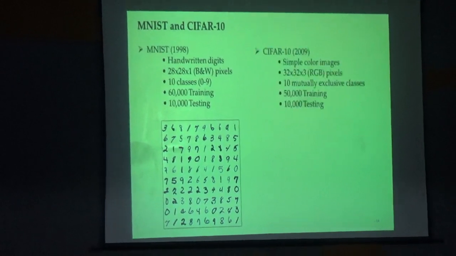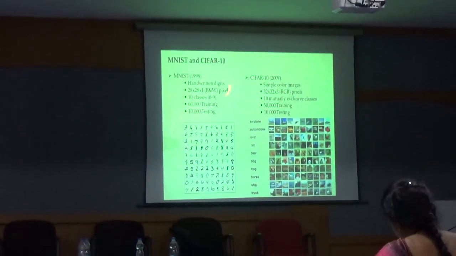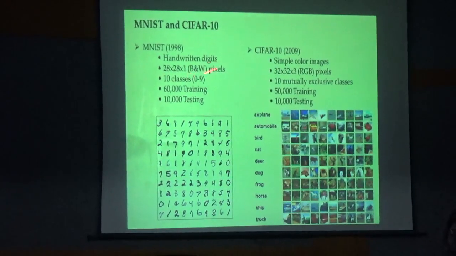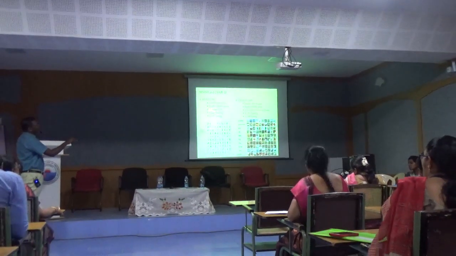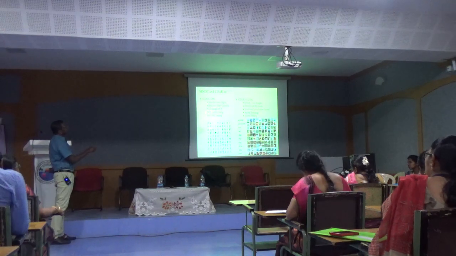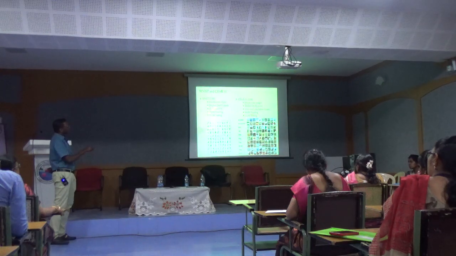So here we can see some sample images. The first one is the MNIST dataset. This is for handwritten digits with a size of 28 by 28 by 1. It is black and white, or sorry, grayscale pixels, and it has 10 classes from 0 to 9. And here you can see that there are 60,000 separate images for training and 10,000 images for testing. So it's a huge data set.